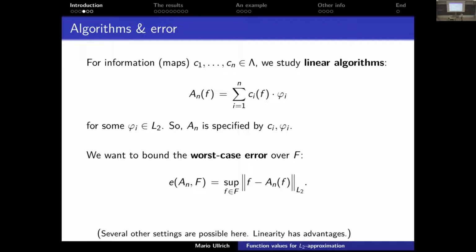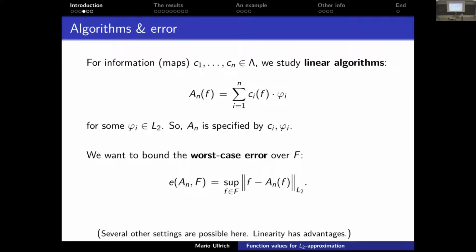So assume we have given some n informations, and if you want to, you might always think about function values. So C1 is just the evaluation at a point x1 and so on. And what we then do is we study linear algorithms. So our algorithm is specified precisely by given C_i and given phi_i. And this is now our reconstruction algorithm. We have n information, we put them together in a linear way, and that's a linear algorithm. And also for most of the talk, I'm only discussing linear algorithms because, somewhat surprisingly, linear algorithms are optimal up to logarithms, so up to logs. We will see the results later. So linear algorithms are also enough here.